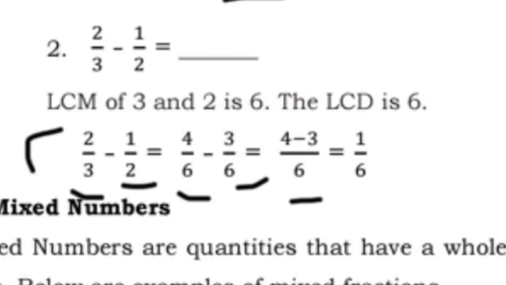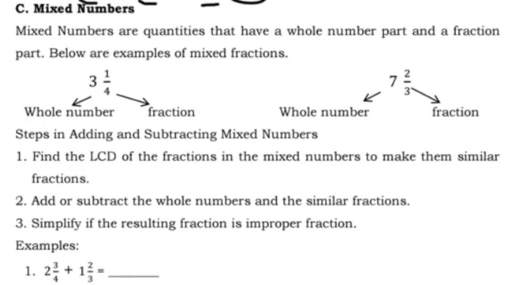And 4 minus 3 is 1. So the answer is 1 over 6. Third one, mixed numbers. Mixed numbers are quantities that have a whole number part and a fraction part.